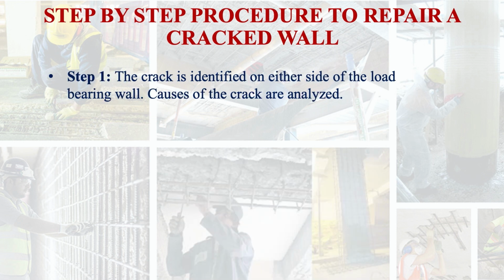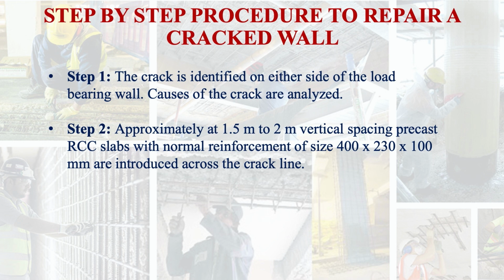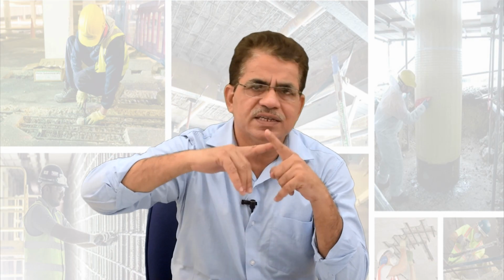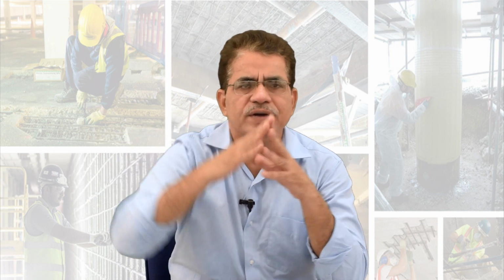First step, the crack is identified on either side of the load bearing wall. Causes of the cracks are analyzed. Next, at approximately 1.5 meter to 2 meter vertical spacing, precast RCC slabs with normal reinforcement, of size 400 by 230 by 100 mm, are introduced across the crack line. So if the crack is like that, across it you provide it.